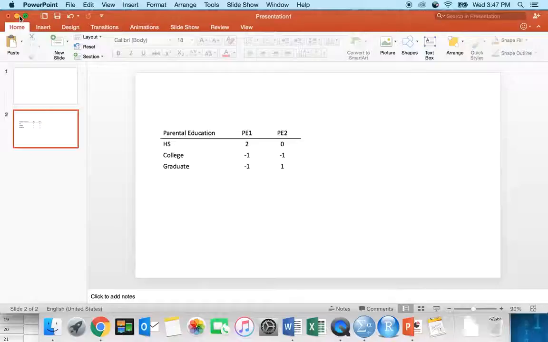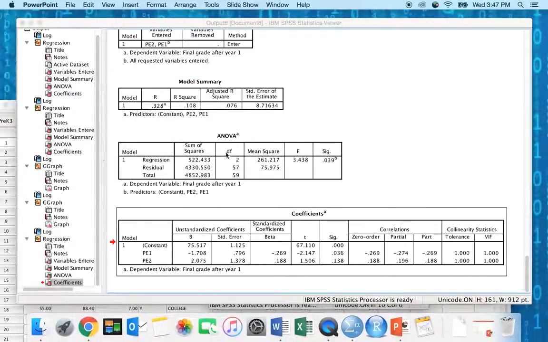Right? So if you actually just calculate those means, you'll see what these coefficients represent. So PE1 is 1/3 the difference between high school and the other two combined. And it looks like there's a significant difference. So having one of those higher degrees does significantly predict final grade after year 1 when compared to a high school degree. The sign is negative, so we need to consider that.